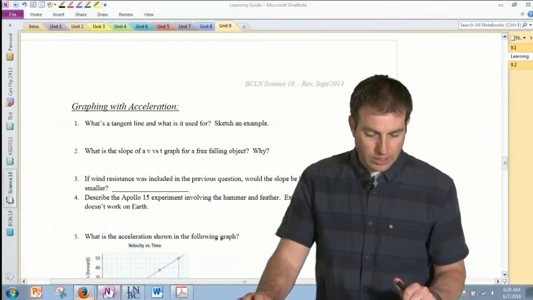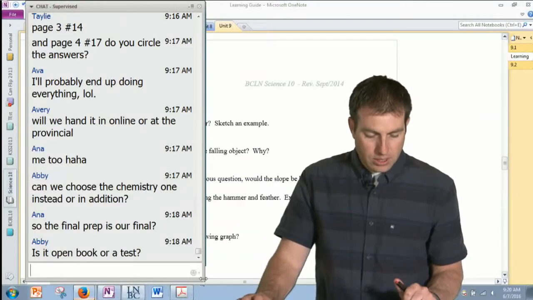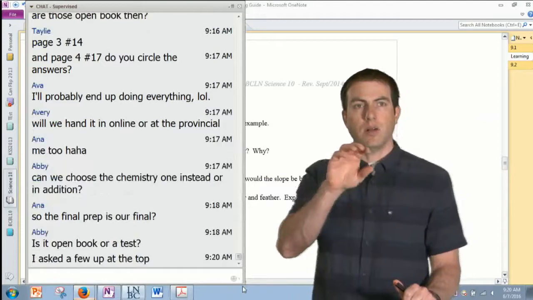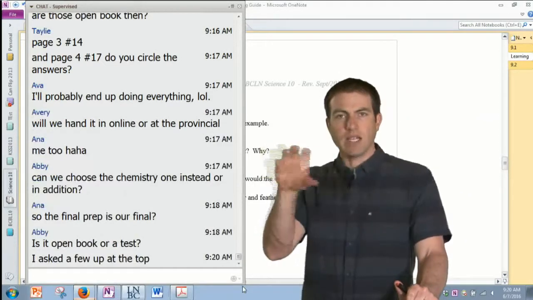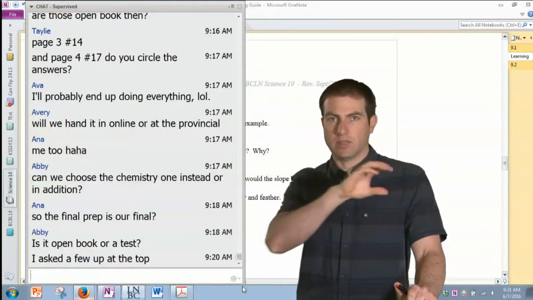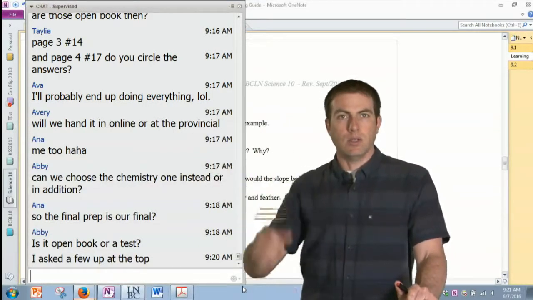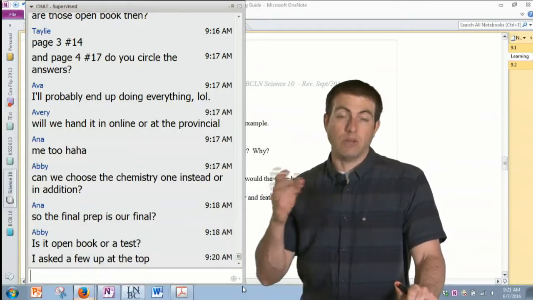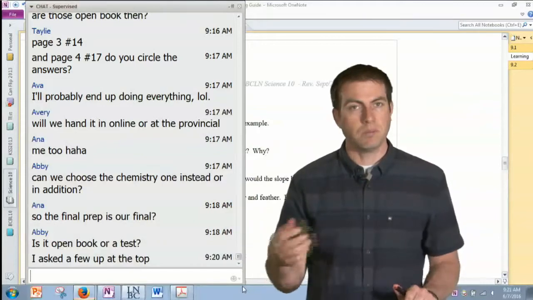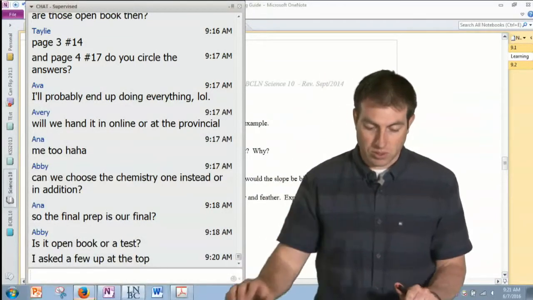Will we hand it in online, or will we hand it in at the provincial? Yeah, hand it in online. I'll put in an assignment spot, and no matter what you do, just upload it there. It'll say upload your choice here, and then I will mark whatever you upload. If it's the fill in the blanks review, perfect. If it's a test, I'll mark that, that's fine. So you'll be able to submit it online.